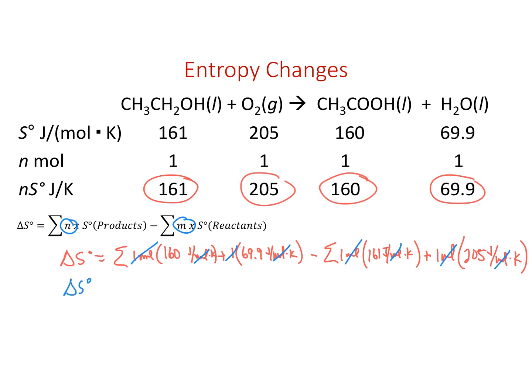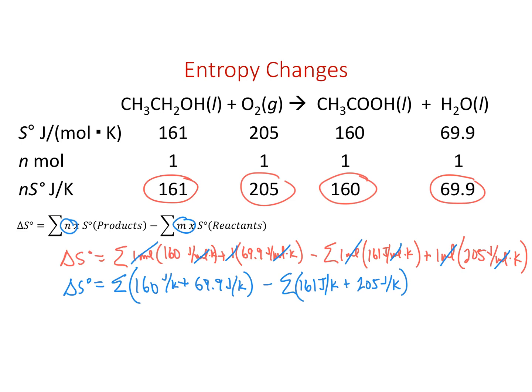So we have delta S equals the summation of 160 joules per Kelvin plus 69.9 joules per Kelvin, minus the summation of 161 joules per Kelvin plus 205 joules per Kelvin. The biggest mistakes people will make here will be simply addition and subtraction mistakes. So please always keep track of your sign and know whether we're adding or subtracting.